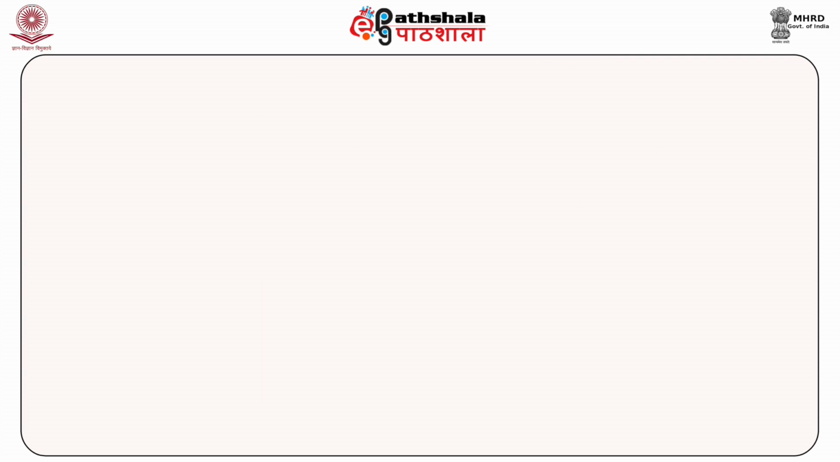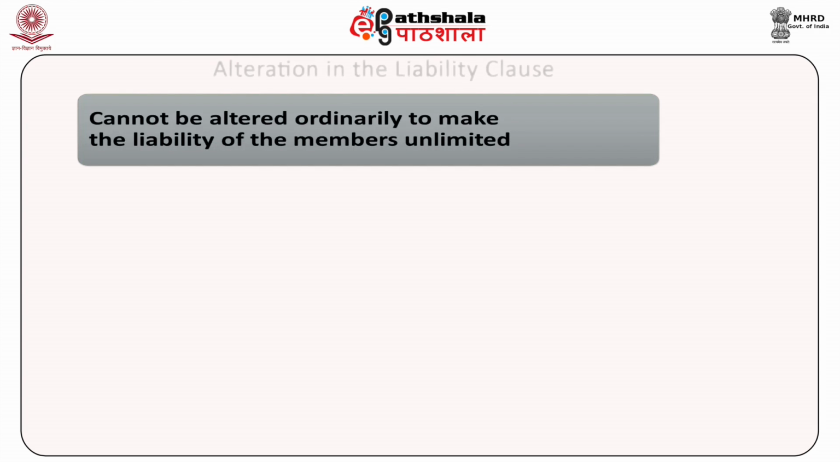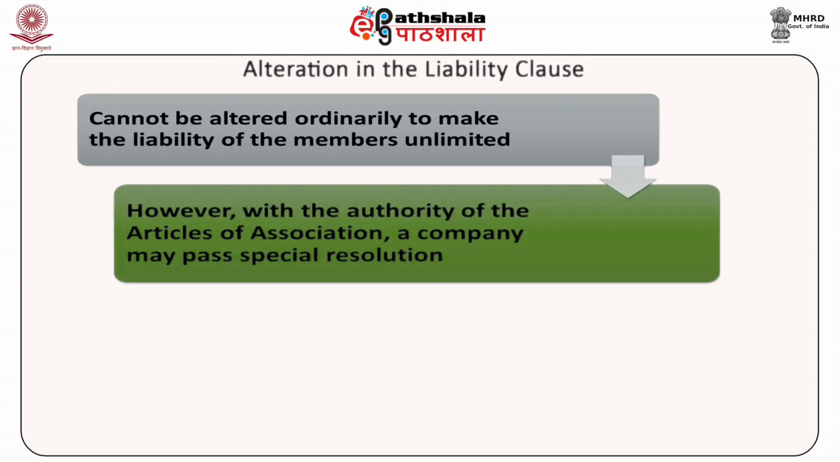Alteration in the liability clause. Ordinarily, it cannot be altered so as to make the liability of the members unlimited. However, with the authority of the Articles of Association, a company may pass a special resolution altering the liability clause of the Memorandum of Association so as to make the liability of directors or of any other director or manager unlimited.